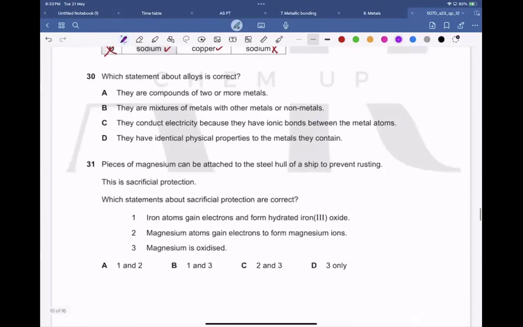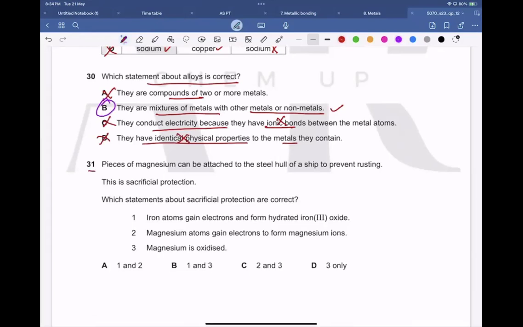Question number 30. Which statement about alloys is correct? They are compounds? No, they are not compounds. They are a mixture of metals with other metals or non-metals. Yes, this is correct. They conduct electricity because they have no ionic bond. They have identical physical properties to the metal. No, not at all. So B is the correct answer.